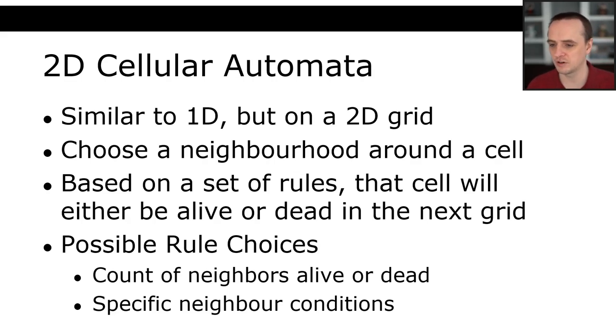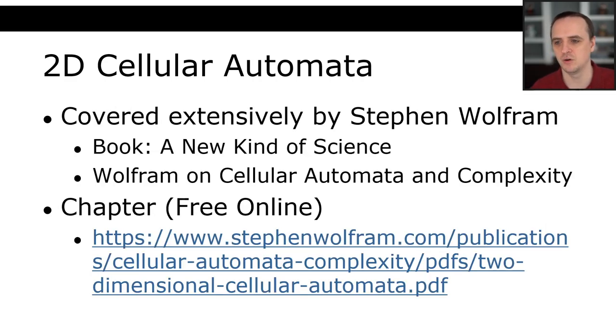Okay? So possible rule choices we could make. We could count the number of neighbors that are alive or dead. We could have specific neighbor conditions, like if the one on top is something but the one on the left isn't. We could have rules that are similar to the 1D automata, but essentially what we're doing is looking at the neighboring cells around us, coming up with some rule, and then applying that rule to generate the next generation. And these are covered extensively along with 1D automata by Stephen Wolfram in A New Kind of Science. The book is available online for free on Stephen Wolfram's website, and so you can read it there if you're more interested.